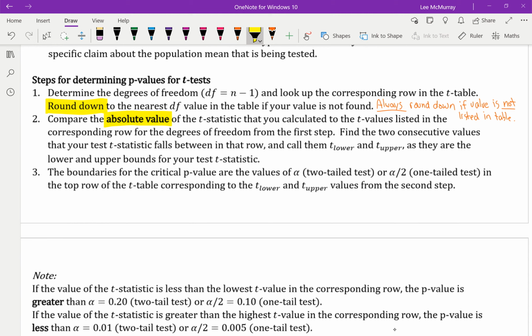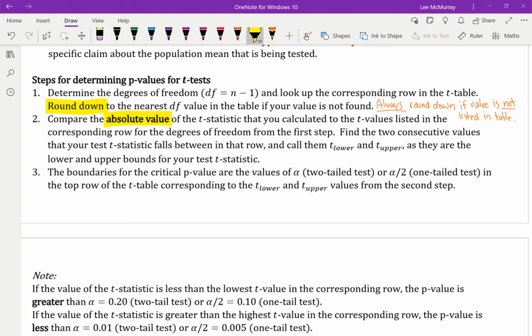We're going to find the two consecutive values that your t-test statistic falls between in that row, and we're going to call them t lower and t upper, as they are the lower and upper bounds for your t-statistic. Third, the boundaries for the critical p-value are the values of alpha for a two-tail test, or alpha split in half, alpha divided by 2, for a one-tail test, in the top row of the t-table corresponding to the t lower and t upper values from the second step.